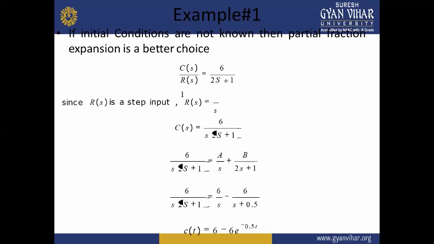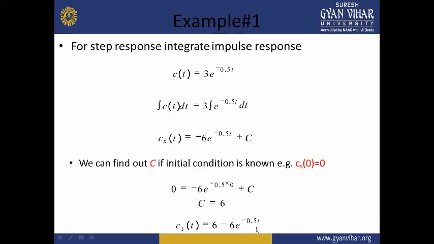If the initial conditions are not known, then partial fraction expansion is the best approach. For example, you have the transfer function which was calculated previously, and R(s) is the step input, which is equal to 1 upon s. When I substitute it, I will get C(s) equal to 6 upon s into (2s plus 1). Its partial fraction is A upon s plus B upon (2s plus 1), and A and B come to be 6 and minus 6. So your c(t) will be the same, 6 minus 6 into e^(-0.5t), which is exactly similar to the previous case.